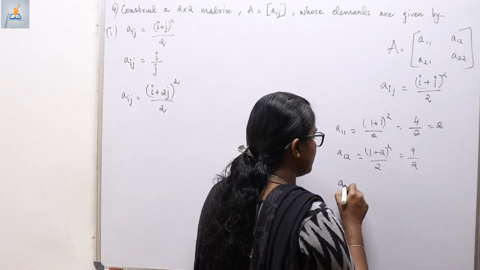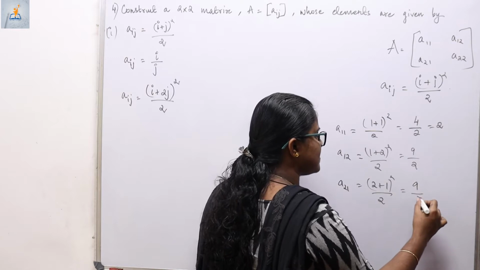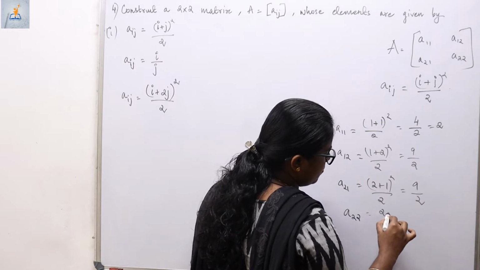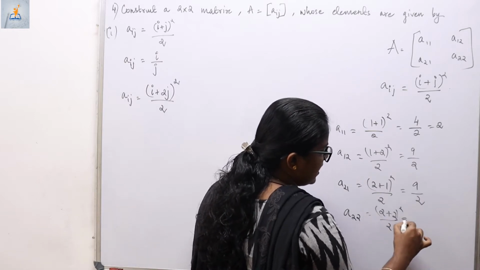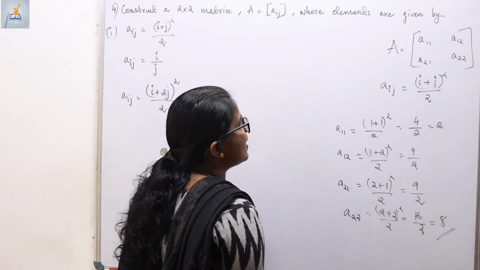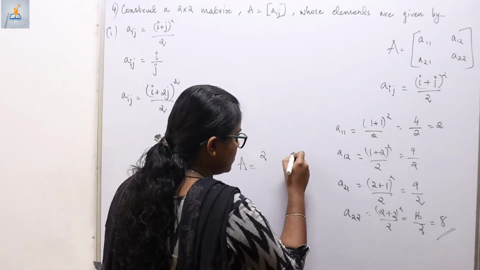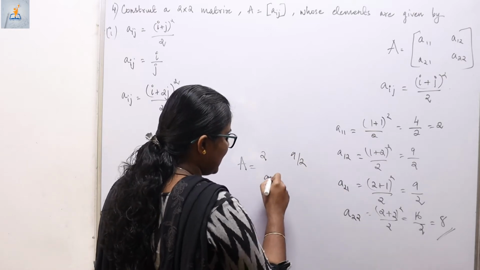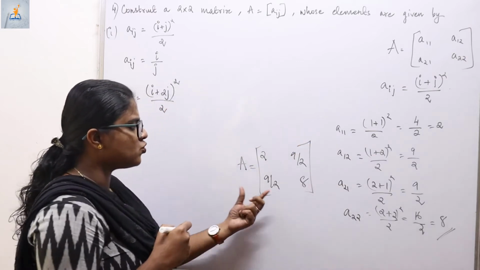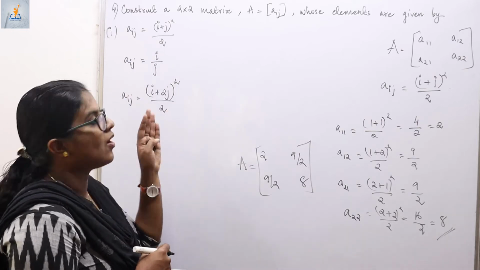Moving on to a21, we have (2 + 1)² / 2, which is again 3² / 2, that is 9/2. And we have the last element as a22, which is (2 + 2)² / 2, that is 4² = 16 by 2, which is 8. So the matrix is going to be A = [a11 = 2, a12 = 9/2; a21 = 9/2, a22 = 8]. So this is a 2 by 2 matrix which has the general form aij = (i + j)² / 2.